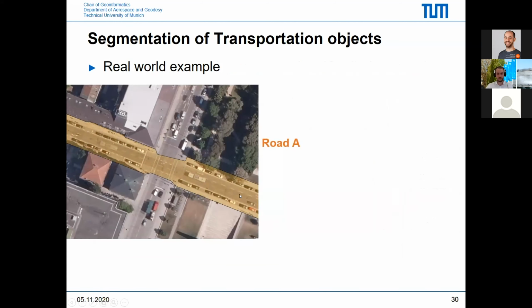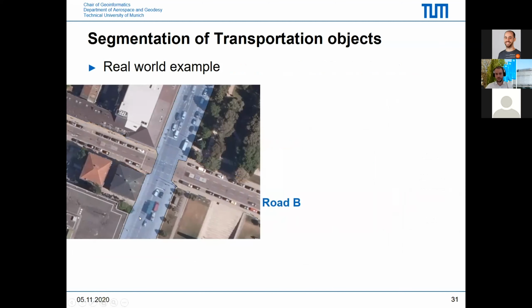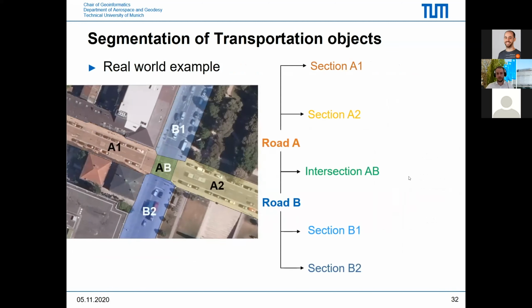So in this case, you can see in orange here a road A, and in blue, intersecting this road, road B. How would this be modeled? You could subdivide and segment this very small network into section A1 and section A2, which are part of road A, and section B1 and section B2, which are part of road B, and intersection AB, it's called in this example, which would be part of road A and road B at the same time.